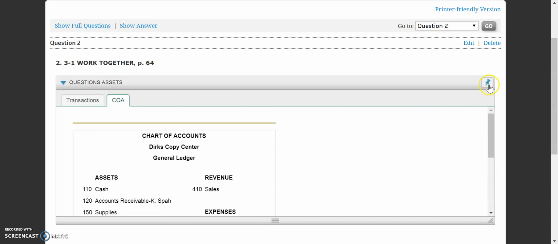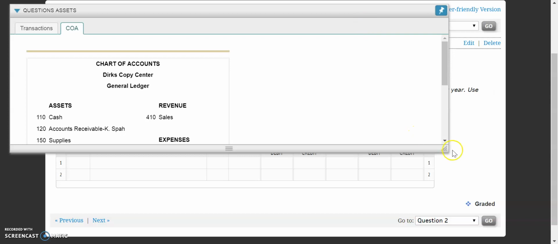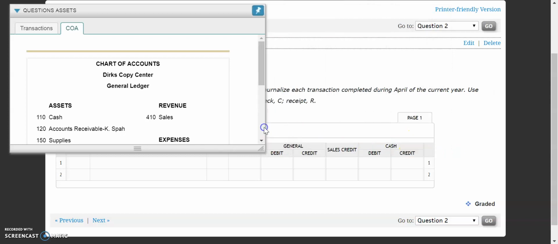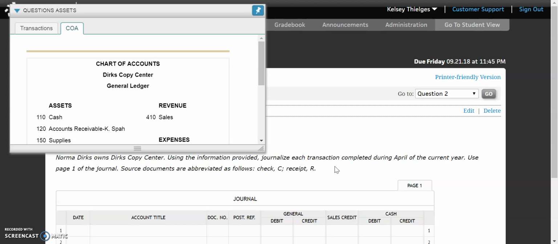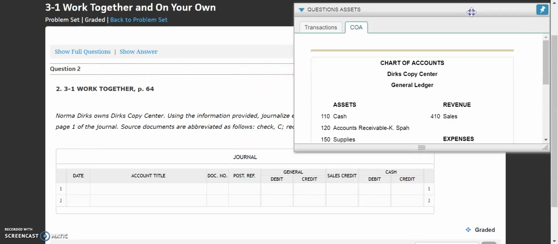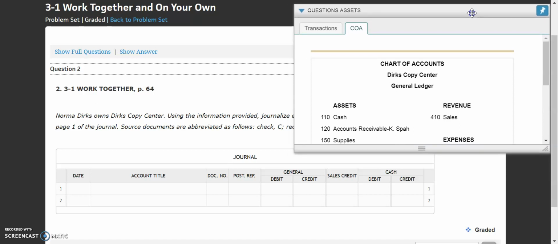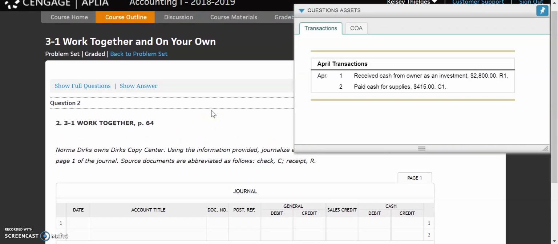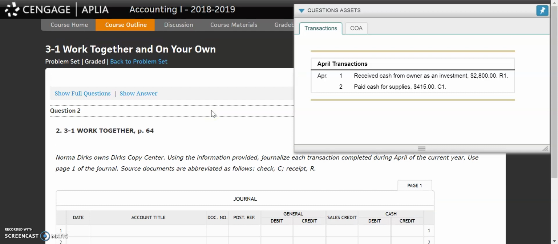I always like to click on my little question assets tab button to unpin it so that I have the option to kind of put it where I need to in order to see the most of my screen. So let's take a look at our instructions here. It says Norma Dirks owns Dirks Copy Center. Using the information provided, we're going to journalize each transaction completed during April of the current year. We're going to use page 1 of the journal, and our source documents are abbreviated as follows. Check is C, and receipt is R.